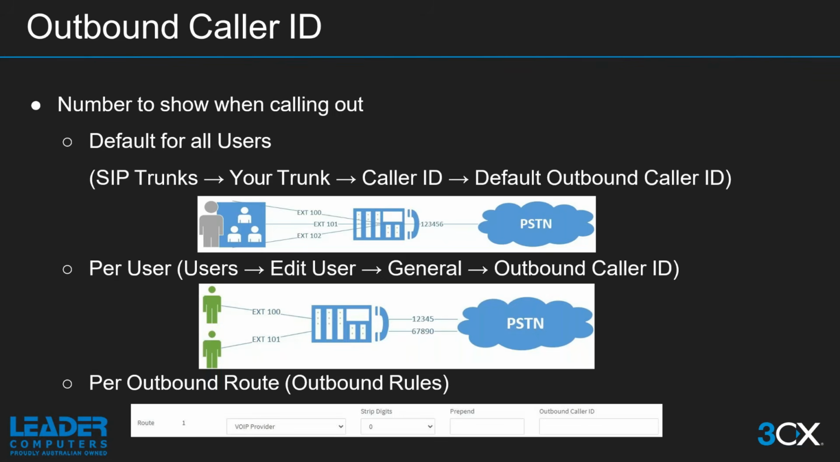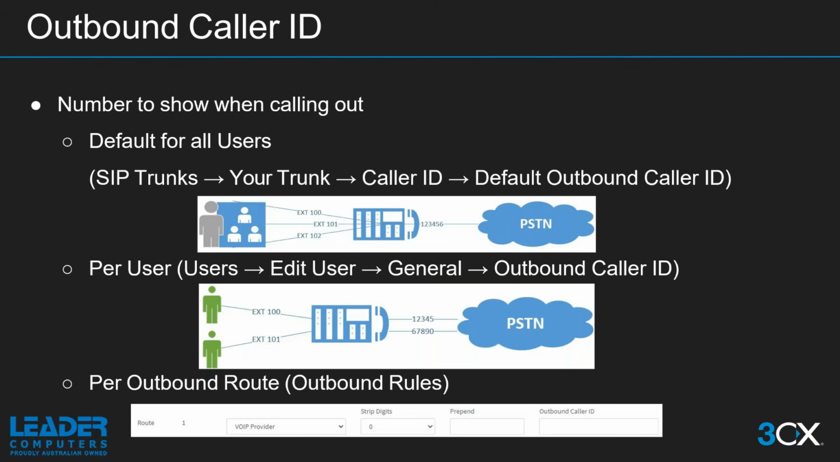So you have three places where you can set up caller IDs on the 3CX: the SIP trunk level, the outbound rules level, and the user level. And the number to show when calling out is basically the outbound caller ID. For example, you have direct DIDs assigned for all users, but whenever someone calls out, if they wanted to show the main business number, you can mask it by assigning the main business number as the outbound caller ID.